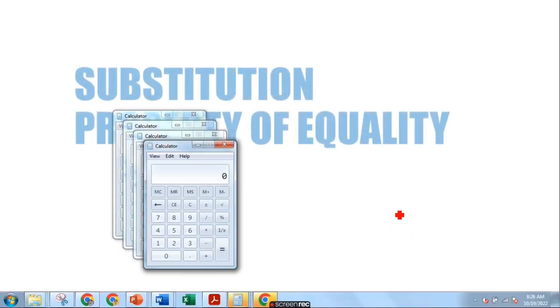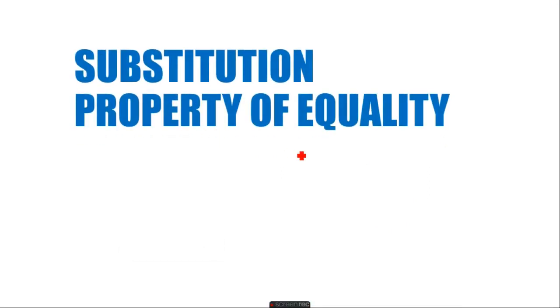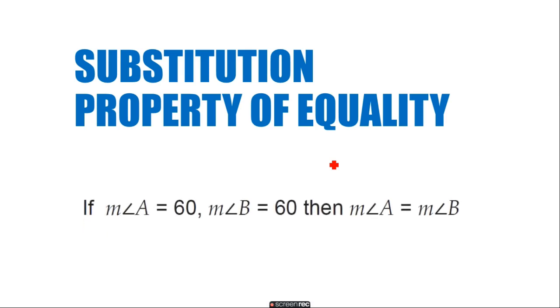Next, we also have our substitution property of equality. In the substitution property of equality, what we do here is we are just going to substitute all of the given values. So, if the measure of angle A is equal to 60 and the measure of angle B is equal to 60, then the measure of angle A is equal to the measure of angle B because we're just going to substitute the value. The measure of angle A is actually 60 degrees, so that will just be equal to 60 degrees.